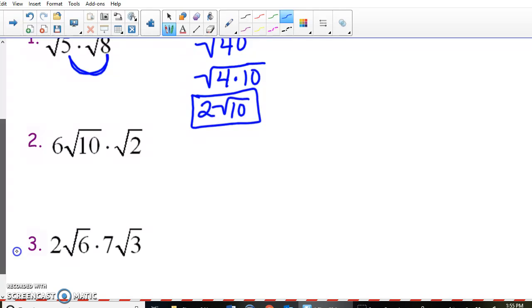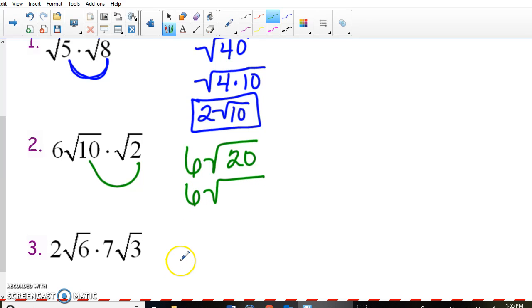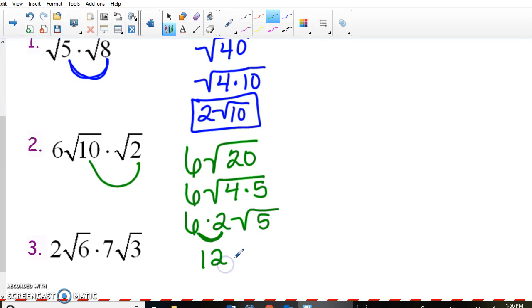Okay. This next one's going to work the same way. I'm going to leave that 6 out in front, and then I'm going to multiply my 2 numbers under the radical. So 10 times 2 is 20. So I'll have 6 times the square root of 20, and then I want to simplify that square root of 20. So again, I want to look at my perfect square factors, and I know that I can get 20 by taking 4 times 5. So I'll have the square root of 4, which is 2, and then I'll leave my square root of 5 alone, and then what I do out in front here is I would multiply these two. So my final answer would be 12 times the square root of 5.